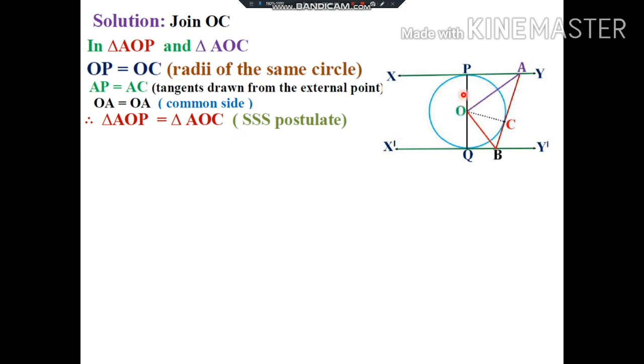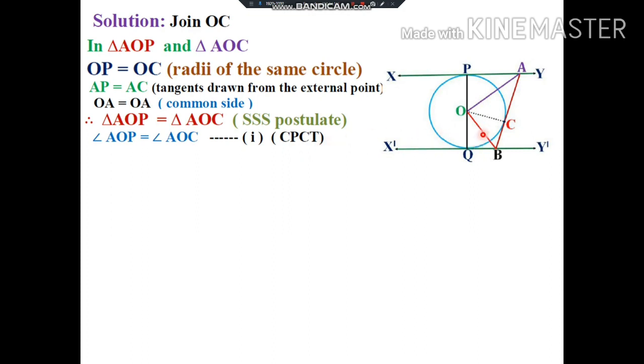Angle AOP and angle AOC. These two angles are equal. Yes, angle AOP is equal to angle AOC. Angle AOP is this angle, children, and angle AOC is this angle. These two angles are equal because of CPCT, congruent parts of corresponding parts of congruent triangles.